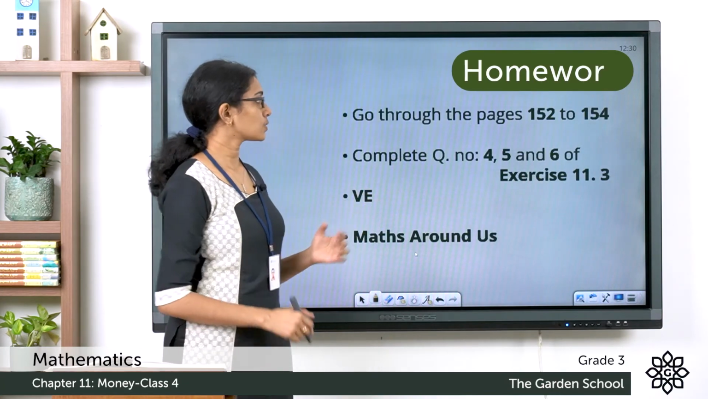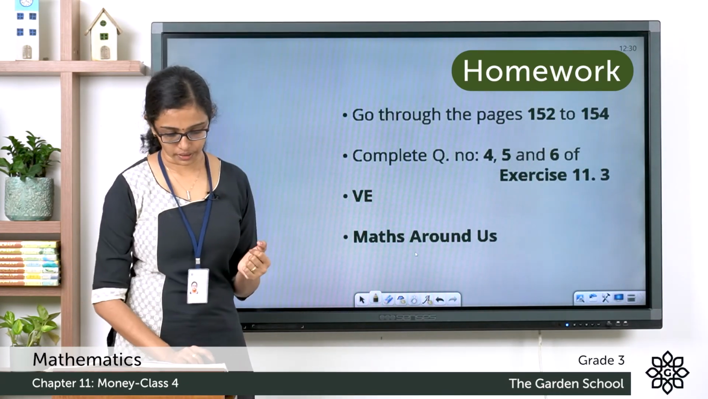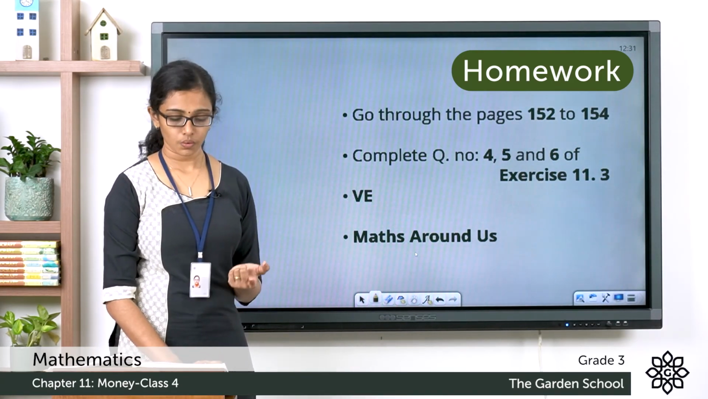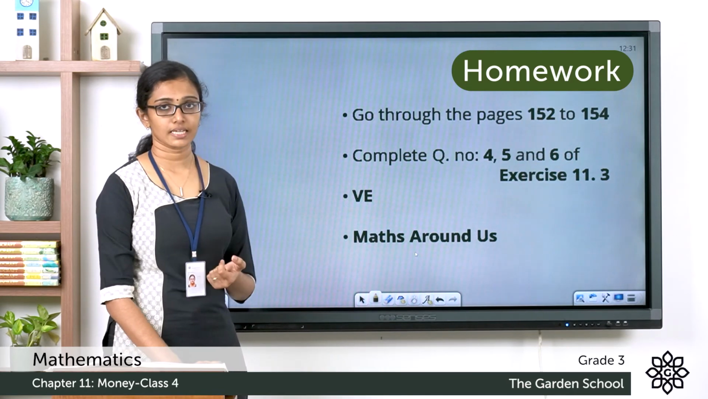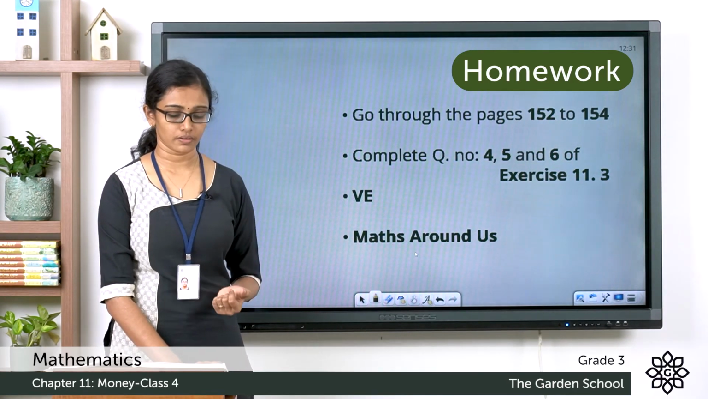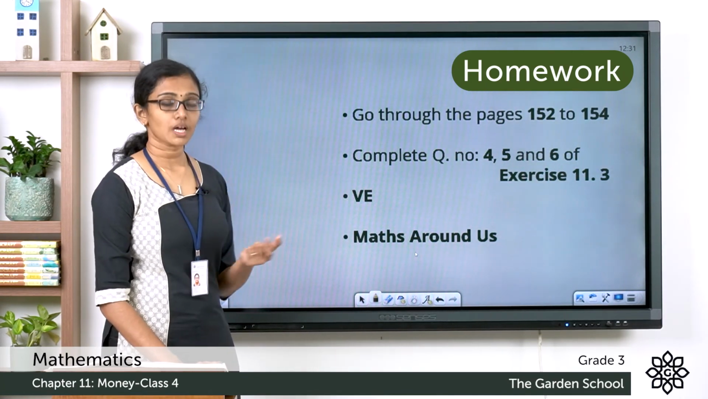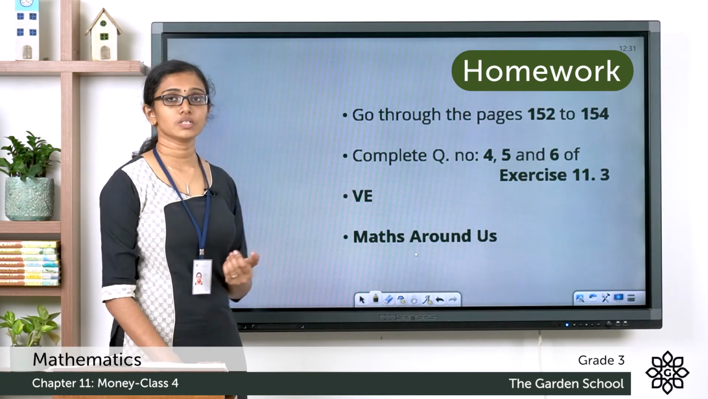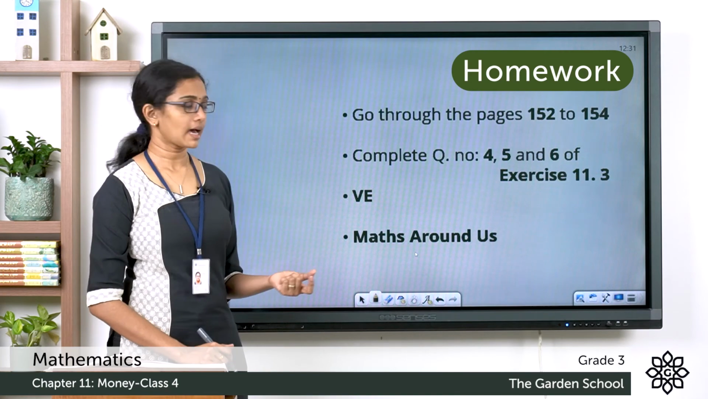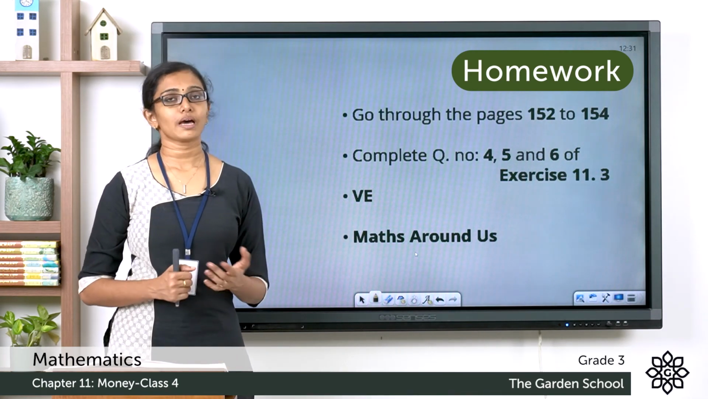Now, children, you can go through these topics on pages 152 to 154. Then, you have to complete question numbers 4, 5 and 6 of exercise 11.3. These are word problems. You may note down the questions and work out the answers in your notebook itself. Now, on the same page after the exercise, you can see a value education question. So, you please go through that and do accordingly. And below that, there is a heading, Math Around Us. Please go through it also and do accordingly.